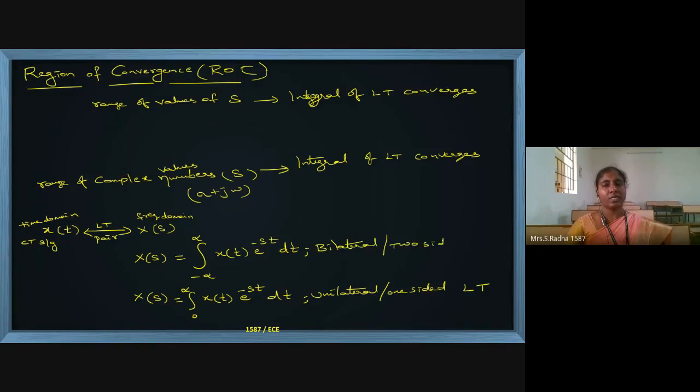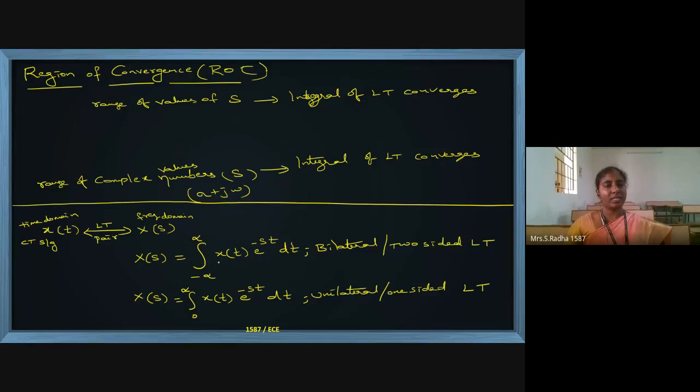Bilateral or two-sided Laplace transform. Both of these equations are formulas for finding the Laplace transform, which is a time domain to frequency domain conversion. When you calculate X(s), the range of values of s where this integral converges is nothing but the ROC, region of convergence.